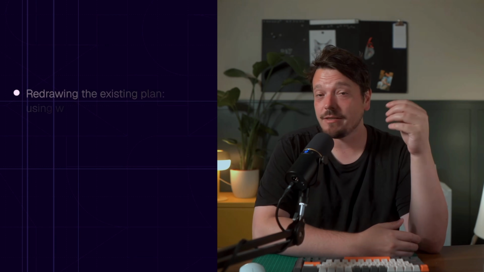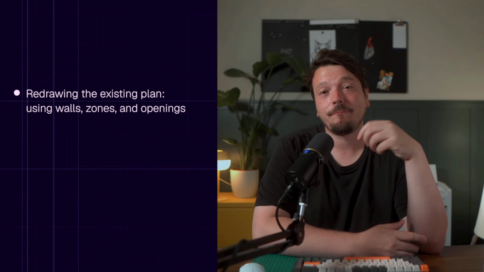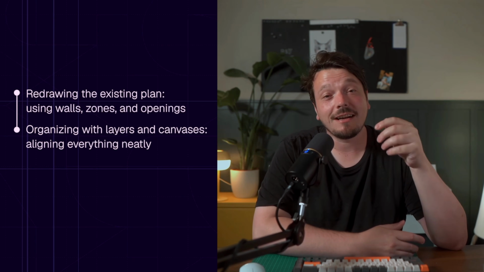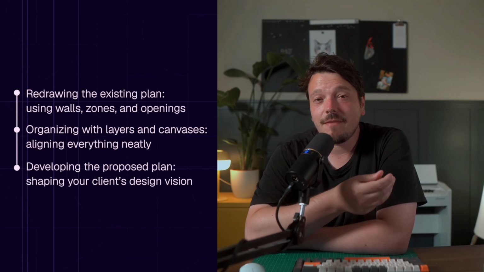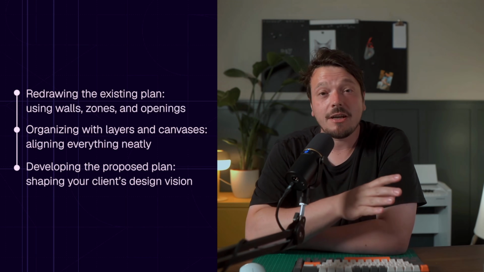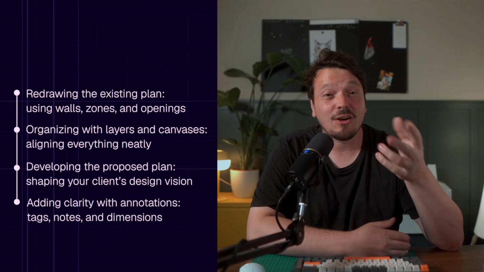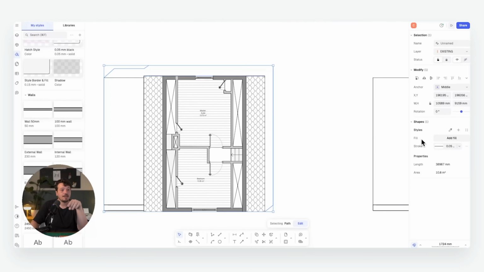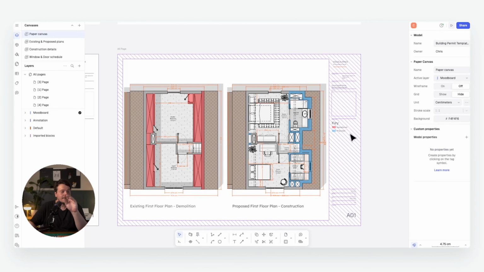Redrawing the existing plan using Rayon's walls, zones and openings so you have a precise foundation to work from. Organising with layers and canvases, aligning everything neatly so your drawings are clear and consistent. Developing the proposed plan, shaping your client's design vision, and then using Rayon's block library to add furniture and bring the space to life. Adding clarity with annotations, tags, notes, and dimensions to make sure every reviewer has the information that they need. And by the end of this lesson, you'll have both existing and proposed plans set up, ready to carry forward into the sections and elevations in Lesson 3.